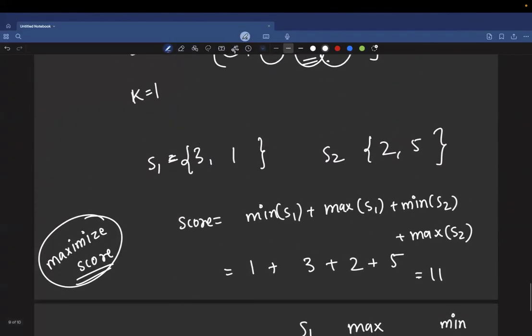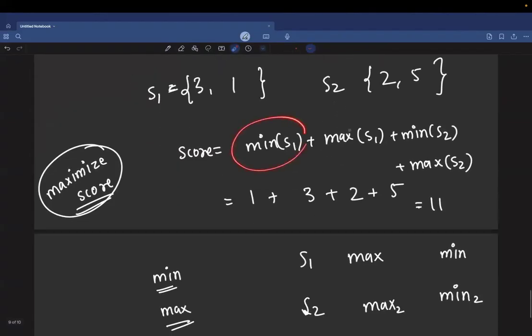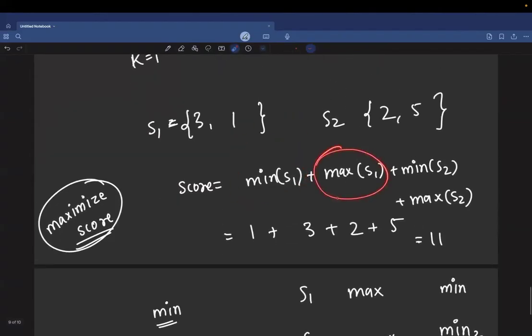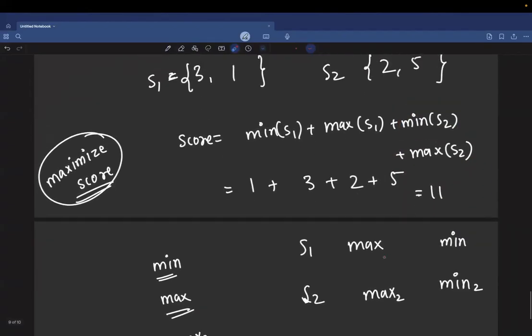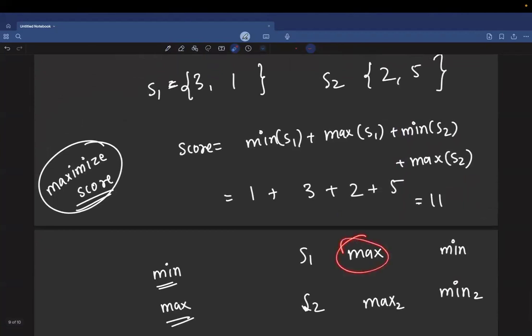The score had four factors: the minimum and the maximum of S1 and S2. The same thing for S2 as well, the minimum and maximum. You know that max guy would have come up as the maximum anyway. So this is fixed. This is also fixed as max and min.